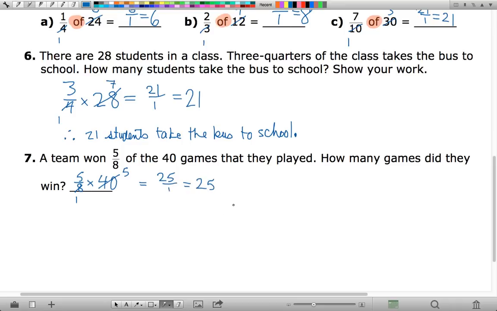And now you can make your final statement. So therefore, the team won 25 games.